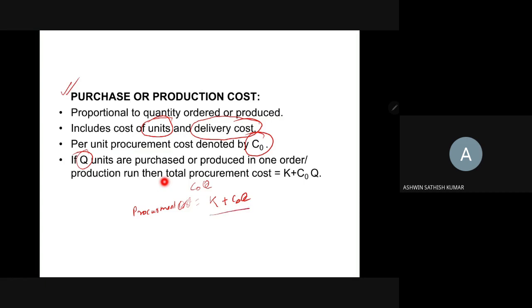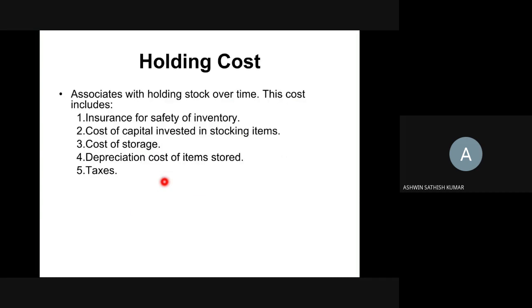Anything you want to ask? Then the second one is the holding cost. When you have procured the items, you have to store them in your inventory. For the storage, you have to bear some cost. You have to maintain the space, you have to maintain the temperature, and you have to account for losses due to storage. You also have to see the interest on the money you have invested in procuring the items. All these come under the holding cost.